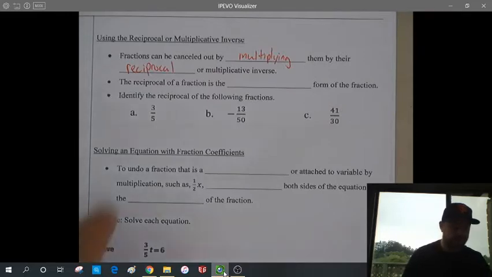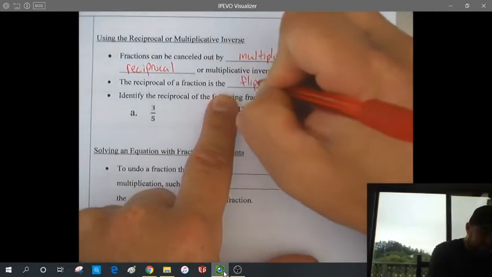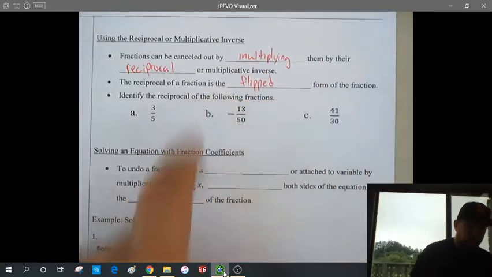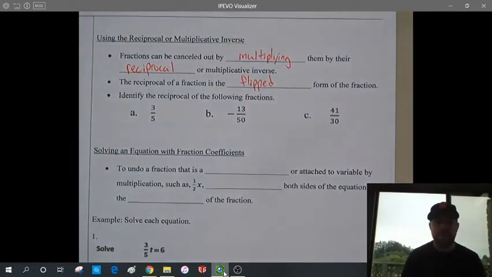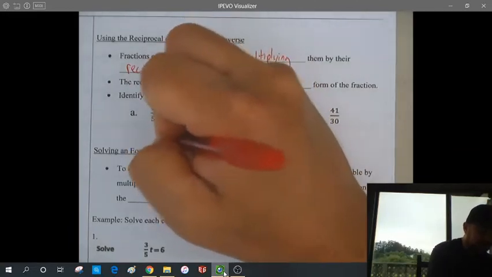Now what a reciprocal is, is the flipped form of the fraction. So if I take a fraction and I flip it over, that's what we call its reciprocal. So the numerator becomes denominator, denominator becomes numerator. So it says to identify the reciprocal of the following fractions. Well, 3/5, the reciprocal of that would be 5/3.